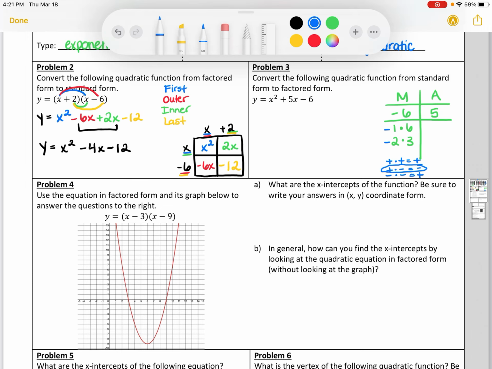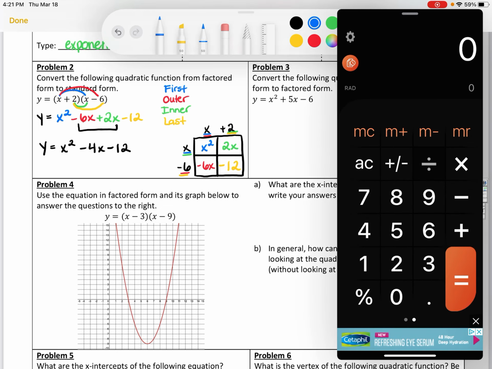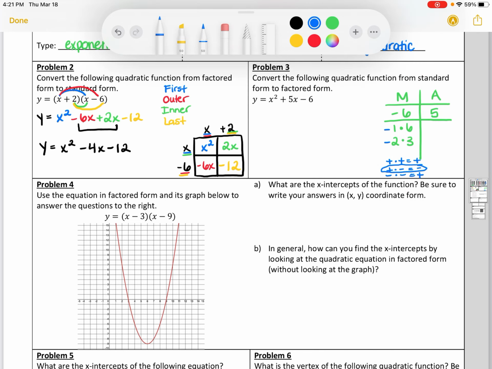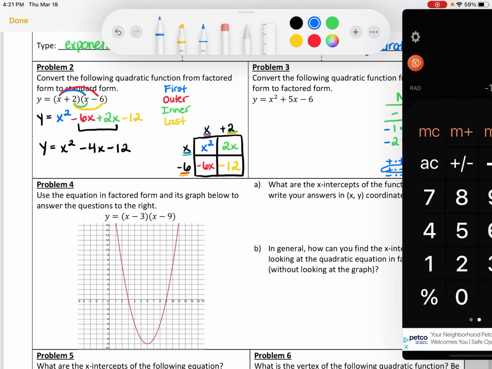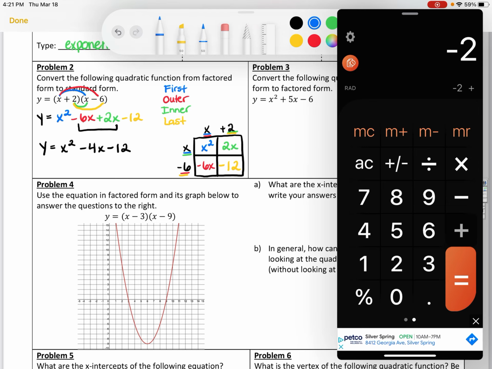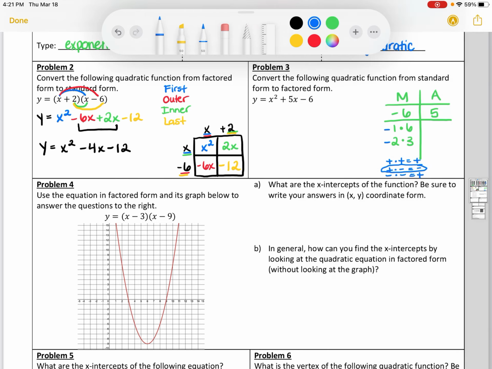Now I can pick which of these adds up to 5. Well, negative 1 plus 6, if you're not sure, you can do that in a calculator. Negative 1 plus 6 gives me 5. That's what I'm looking for. I can double check negative 2 plus 3 doesn't give me 5. Let's check: negative 2 plus 3 gives me 1. So my answer has to be the negative 1 plus 6. Now I just have to write my factored form. Y equals, I have one factor, that's x minus 1, and then another factor, that's x plus 6, because those are the two numbers we chose. All right.